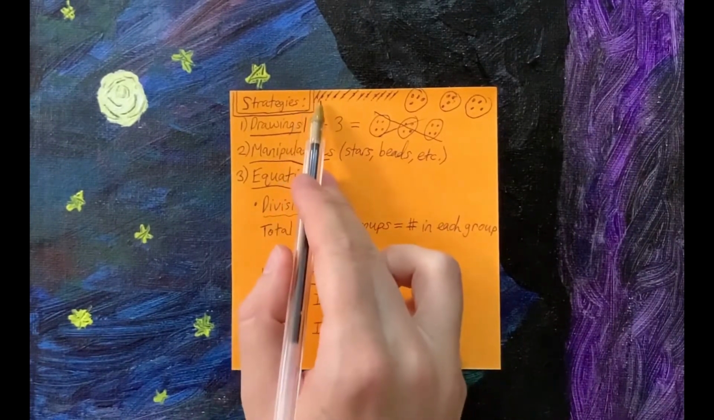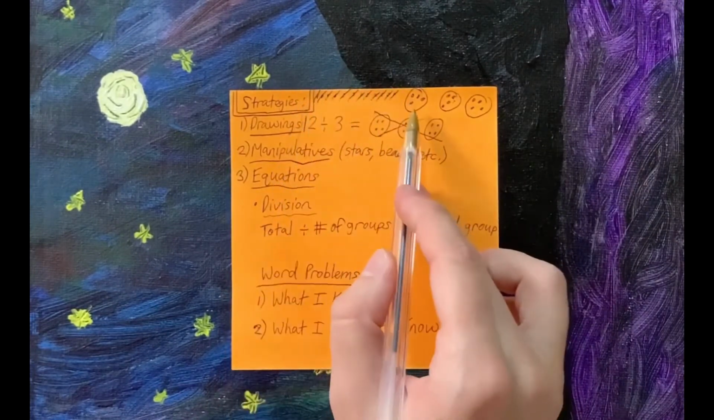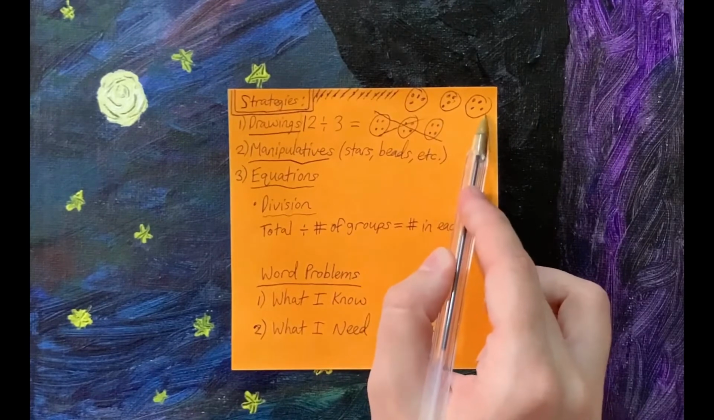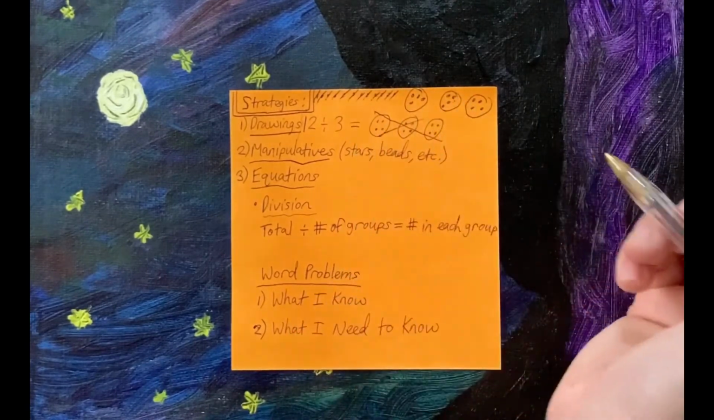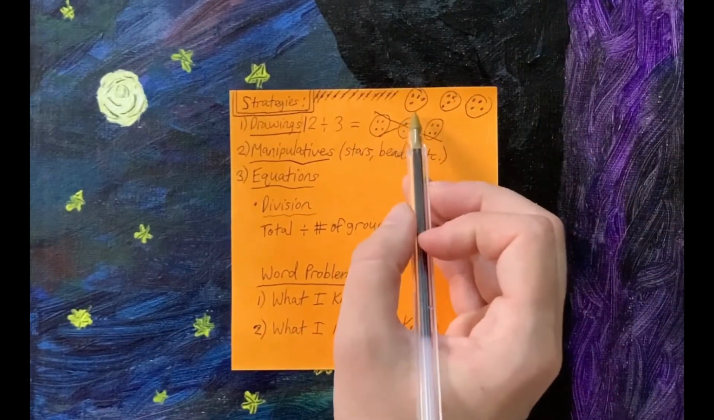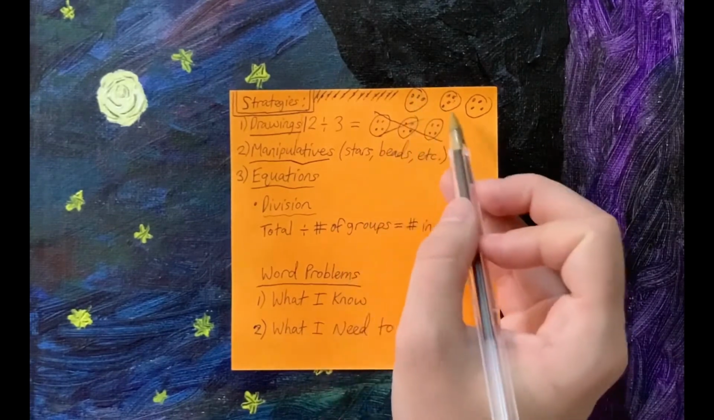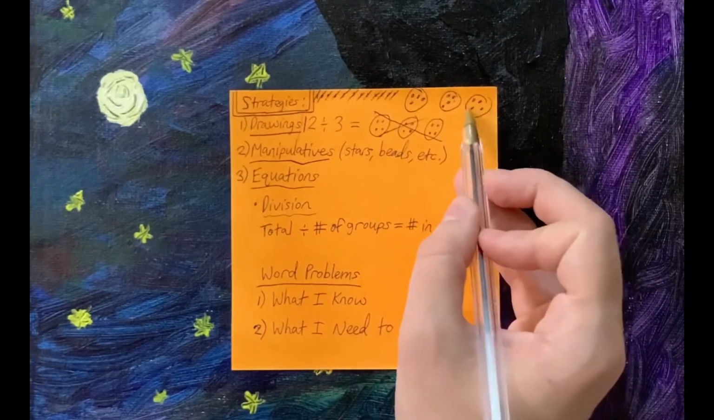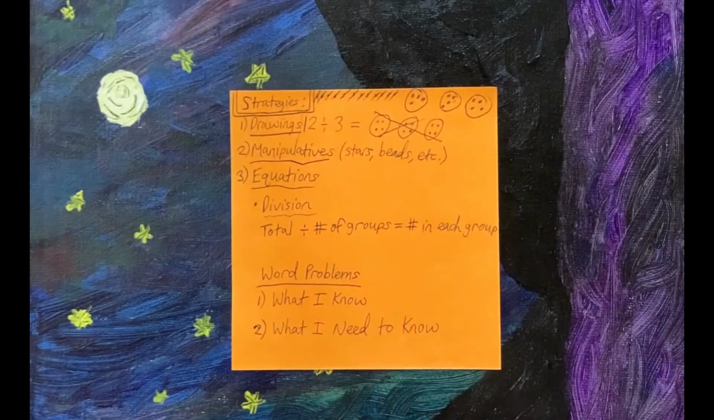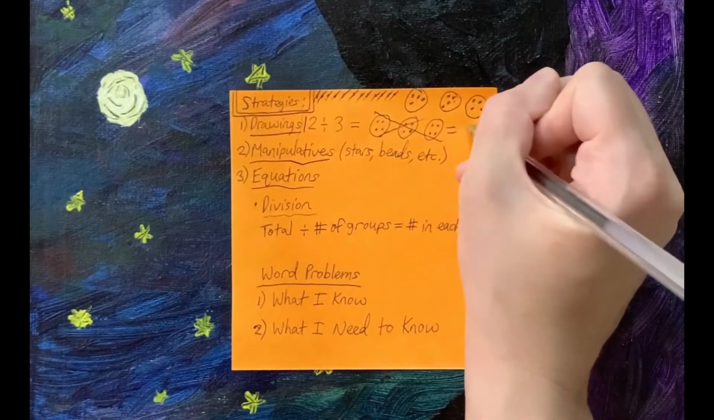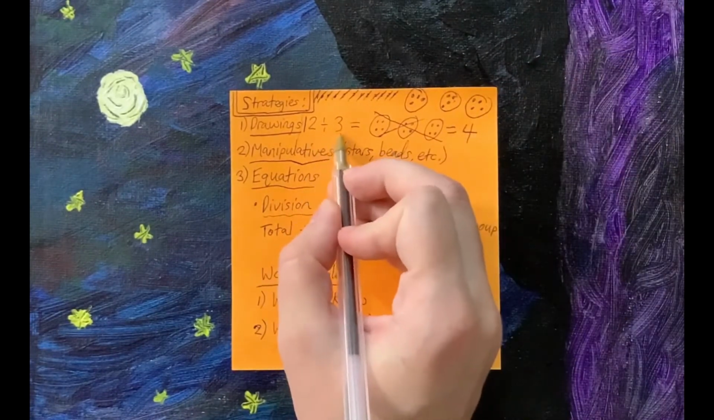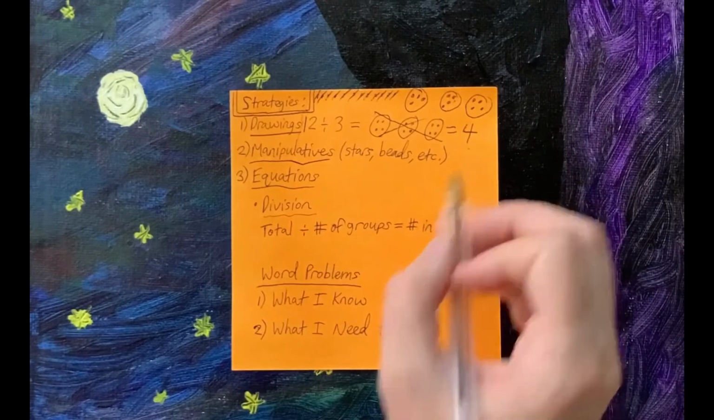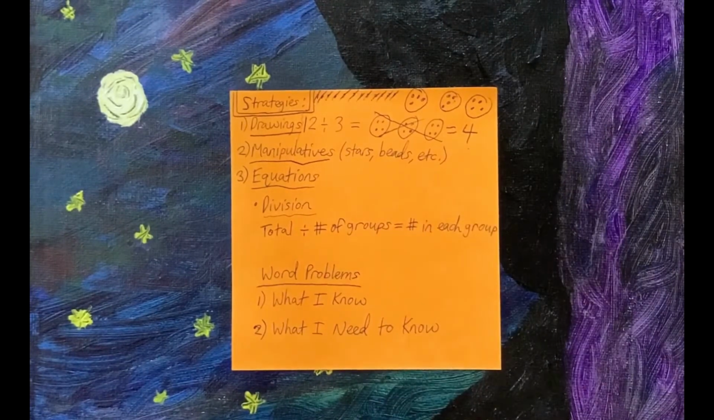So we could see that we divided our 12 dots equally among 3 groups, 1, 2, 3, and now we have to figure out how many are in each group. So if we count the dots in any group, we have 1, 2, 3, 4, 1, 2, 3, 4, and 1, 2, 3, 4. So each time it gets 4 in each group. So you could write equals 4. So 12 divided by 3 equals 4. So that's one strategy for how we could solve word problems involving division. So we could draw it out using our dots.